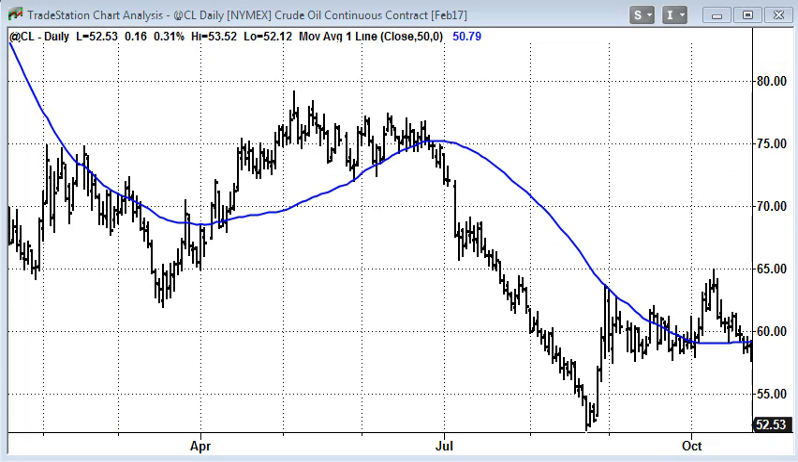We're looking at crude oil, and we've added a 50-period simple moving average. This is one of the most popular moving averages because many traders use a 50-period simple moving average. You hear this on television very frequently. Let's take a look at a few stocks here.